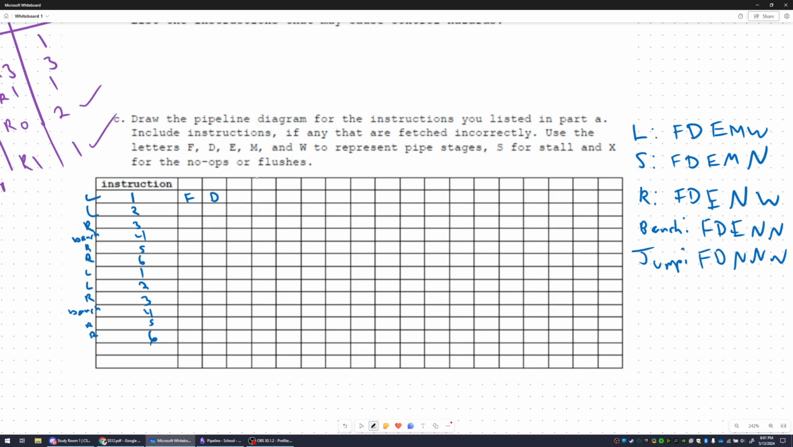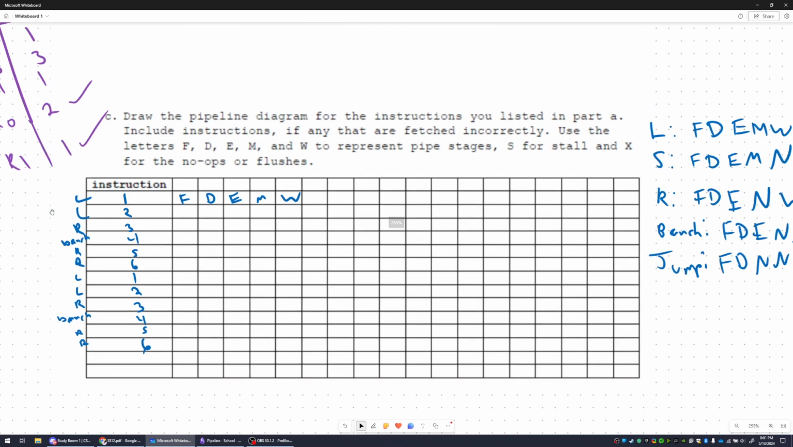The first instruction, there's no possible hazards and stuff. So write S for stall and X for no ops or flushes. So the first, since it's a load, that's just a normal thing. Fetch, decode, exec, mem, and write back. For the next instruction, sorry, this is cycle one, cycle two, cycle three. I'm just going to label them. Sorry.